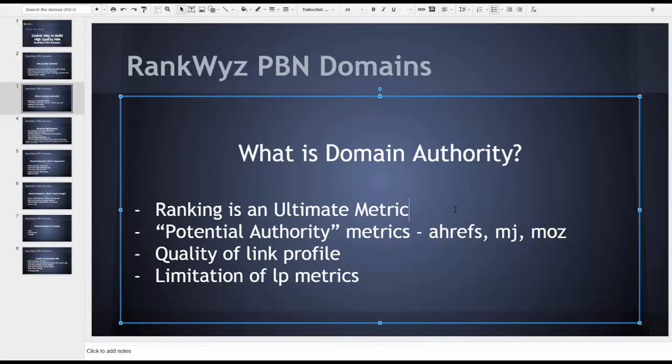With all of the PBN trainings, you might get a sense that domain authority is the ultimate goal. It's not. You can have a very good domain and not rank it. You can have much lower domain authority metrics and rank high, because it's only one part of the whole process.